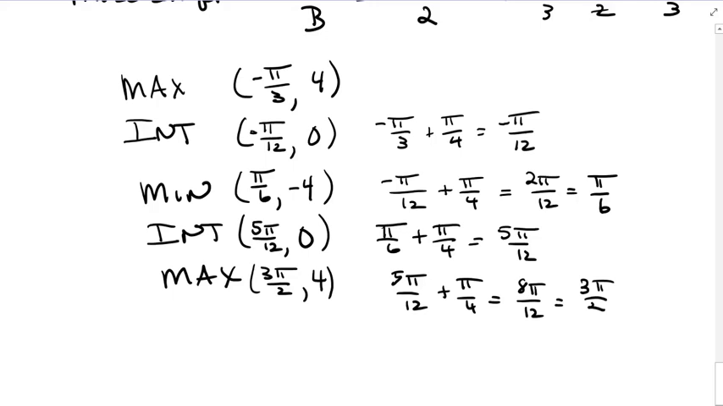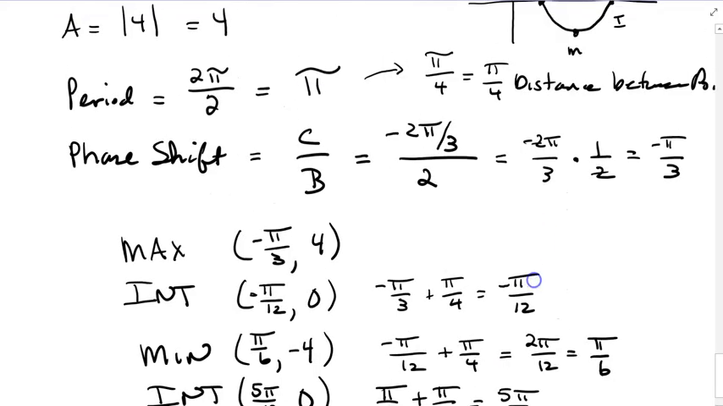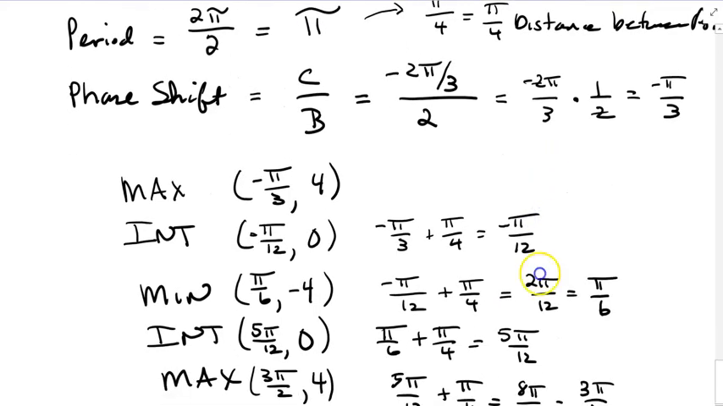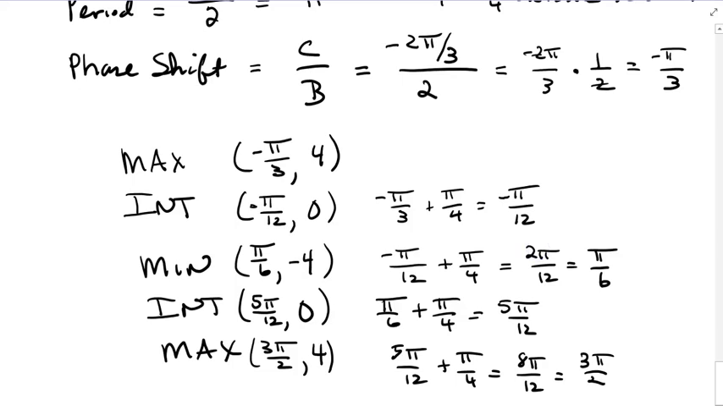So the distance between negative pi over 3 and 2 pi over 3, if we did all this math correct, should be pi.